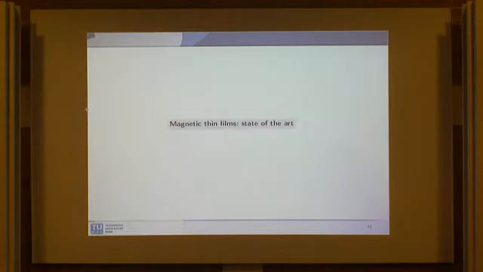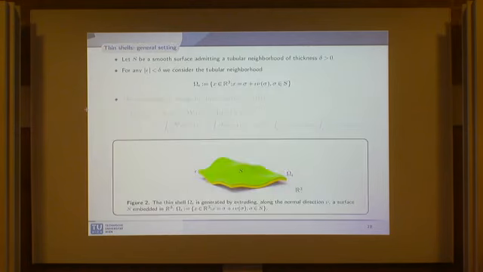So let's go to what is really propaedeutic for the result. Magnetic thin films. This topic has a long history. Mainly what happens is that you take a surface, you extrude this surface along the normal direction, and you get what is called a shell. You know that if the surface is compact, but also under less general hypotheses, you can always find a tubular neighborhood, so it really makes sense to talk about the shell. This tubular neighborhood is described in this way, and epsilon is the thickness of the shell.